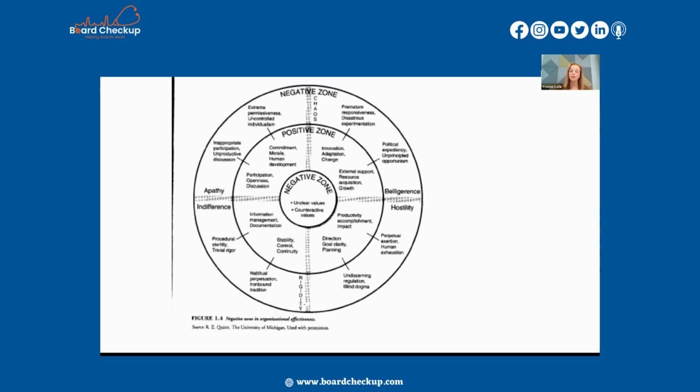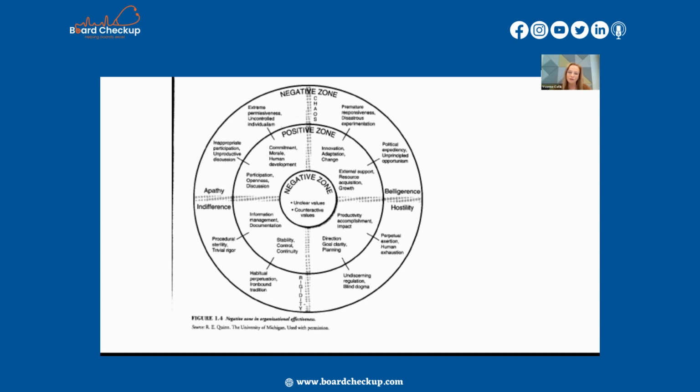So I'm going to show you here what this looks like if you look at the behaviors that you're going to see. And what's interesting is that what Rohrbaugh and Quinn say is you don't want to overemphasize or underemphasize any one quadrant. You want to be in the middle of all of them. And when you overemphasize one, you'll get into what they call the negative zones.